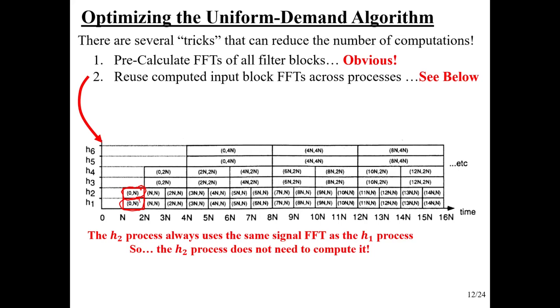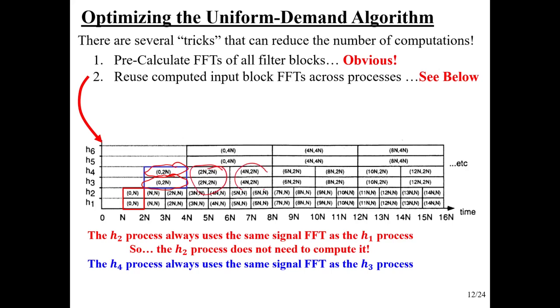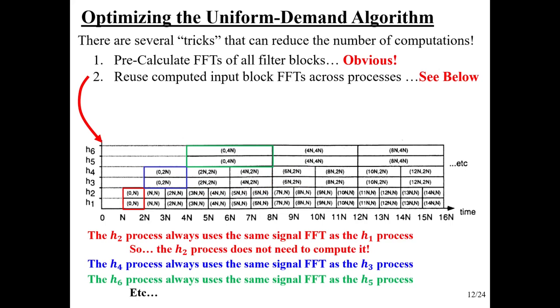I don't have to recompute the FFT. And that's probably one of the largest contributions to what we need to do in any given task. So that's nice. And that works all over the place, right? H4 is going to have the same signal DFT that H3 is going to have everywhere along the way. So there and here and here and here. So we can share computations between them.